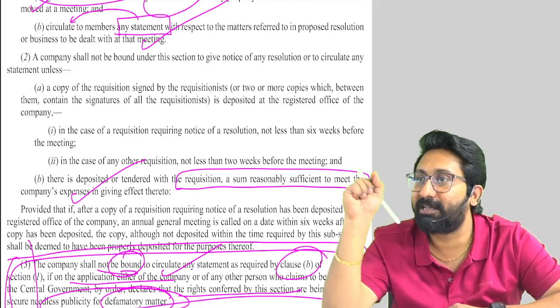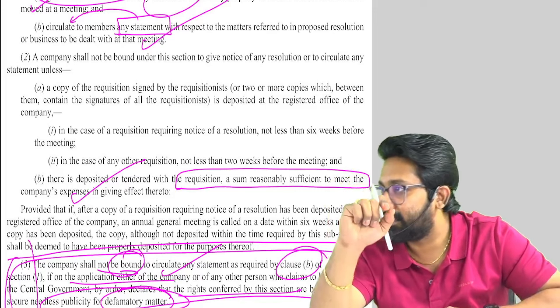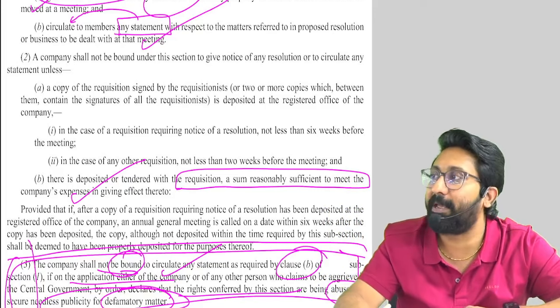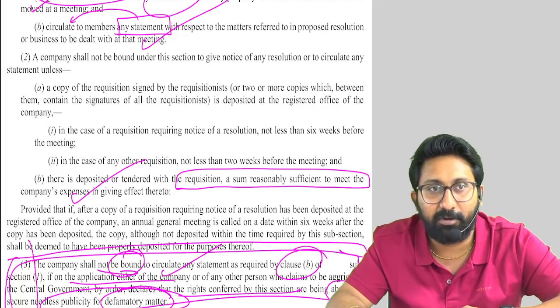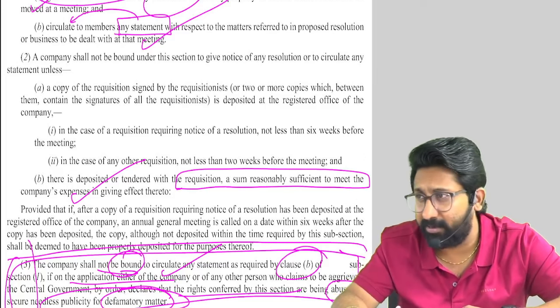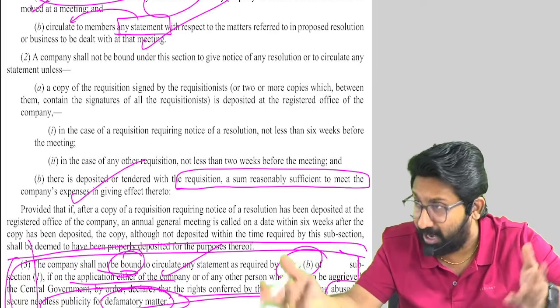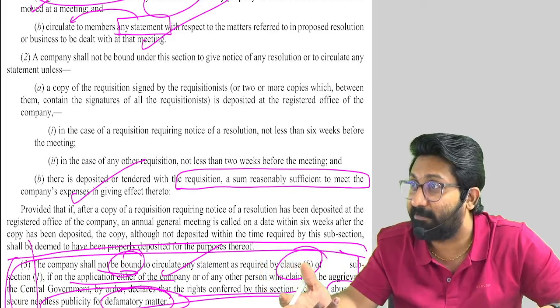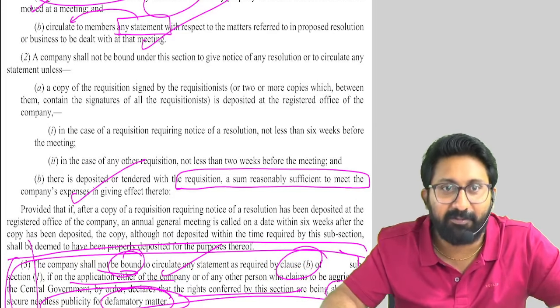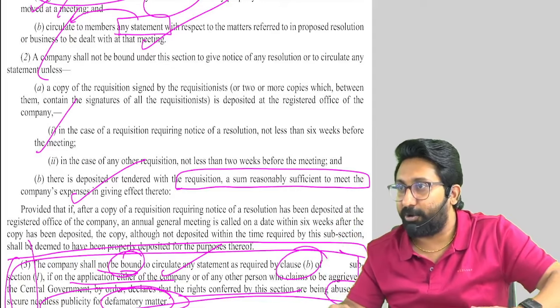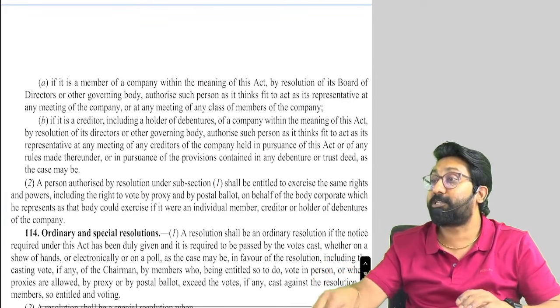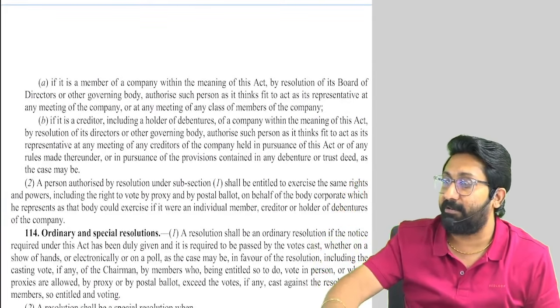Now all the dots are linked. Why has this section come? You only pay the cost sufficient to meet the expenses. Advertisement, you are asking me to give, I will give. You give money, and I will give direct publicity, Instagram reel I will put. You give money for that. Understood the point clearly? That's what this section wanted to convey. With this, we completed the most dangerous section, section number 111.